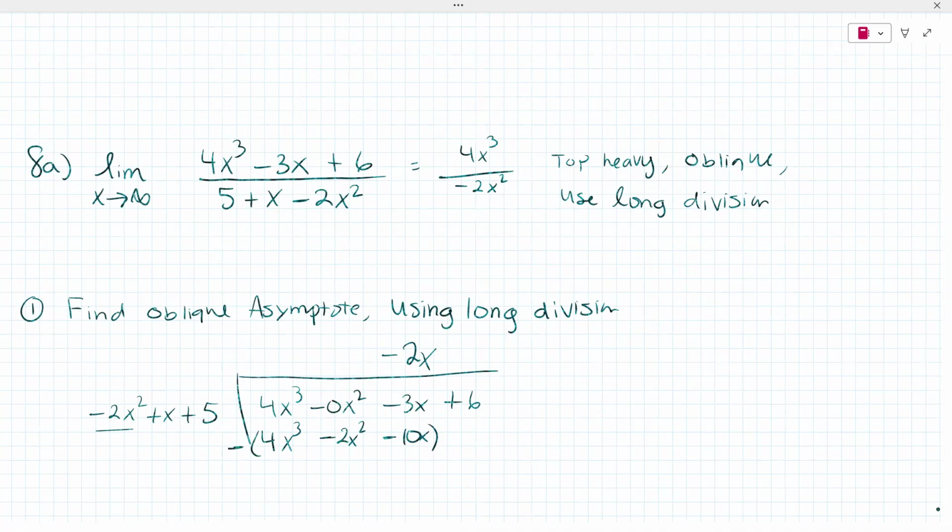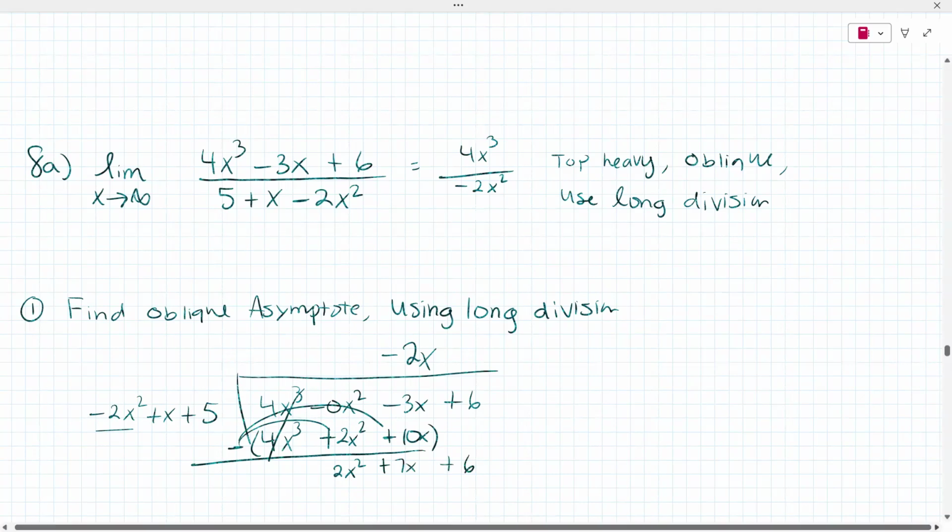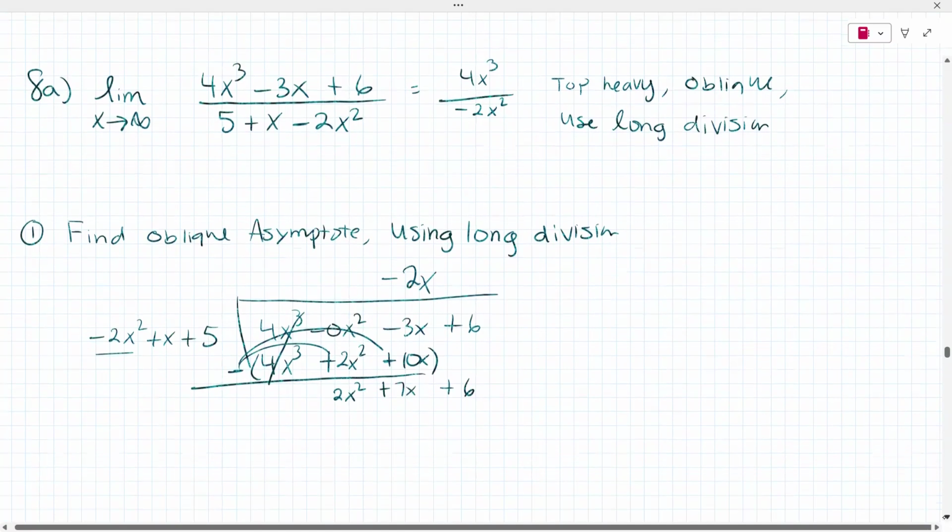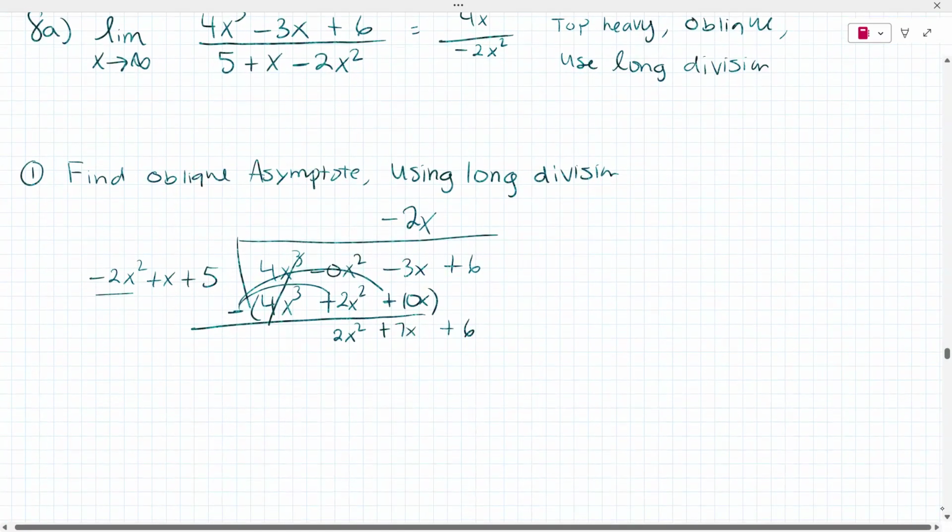Distribute a minus. So this cancels. Over here, you distribute that minus, that becomes a positive, so that's positive 2x squared. Distribute this minus, this is going to be positive. 10x plus negative 3x is 7x. And then bring down the plus 6.